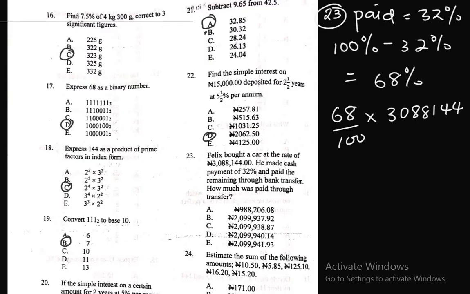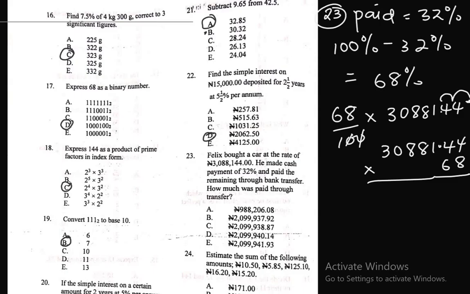So divide through by 100. 100 has 2 zeros, so you just move 1, 2, and put your point. So we have 30881.44 times 68 will give us our answer.